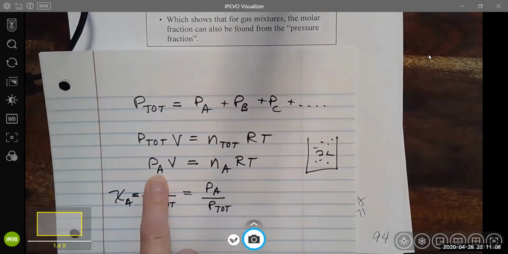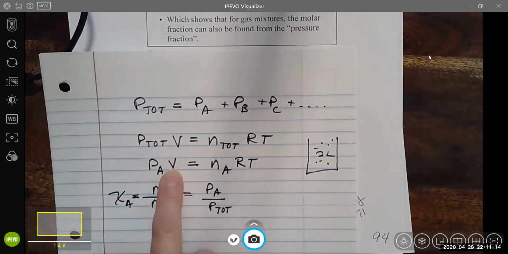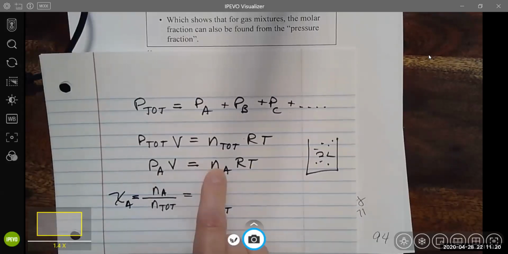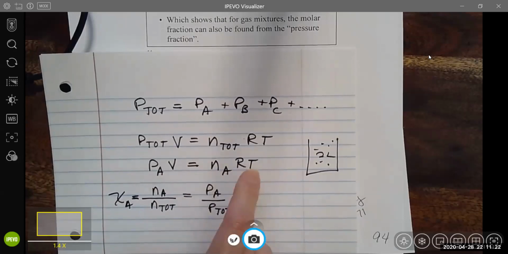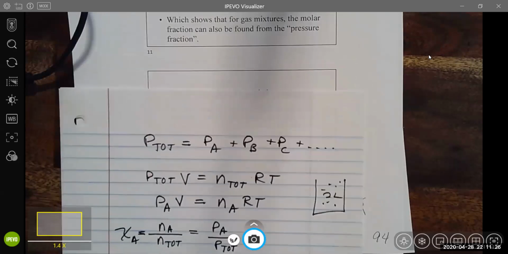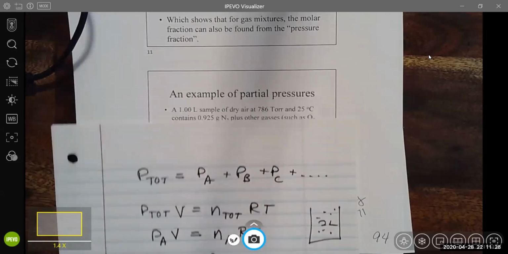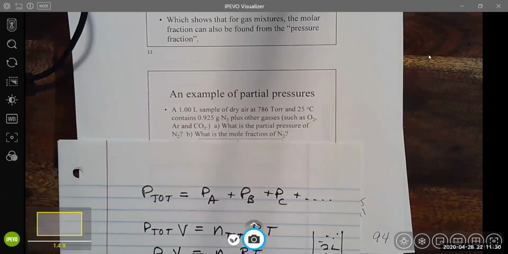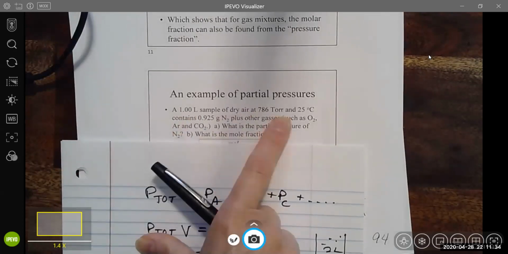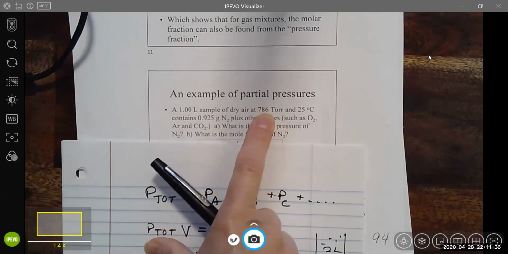Pressure, if A is nitrogen, pressure of A, volume, moles of A, RT. Well, let's see what we got. Let's say we use this to find the pressure of nitrogen. What else would we need? We would need a volume, we'd need the moles of nitrogen, and we would need the temperature because R is constant. So do we have those? Do we have a volume, moles, and temperature? We have a volume because we have 1 liter, okay? That's a total pressure. We don't need that for this equation.